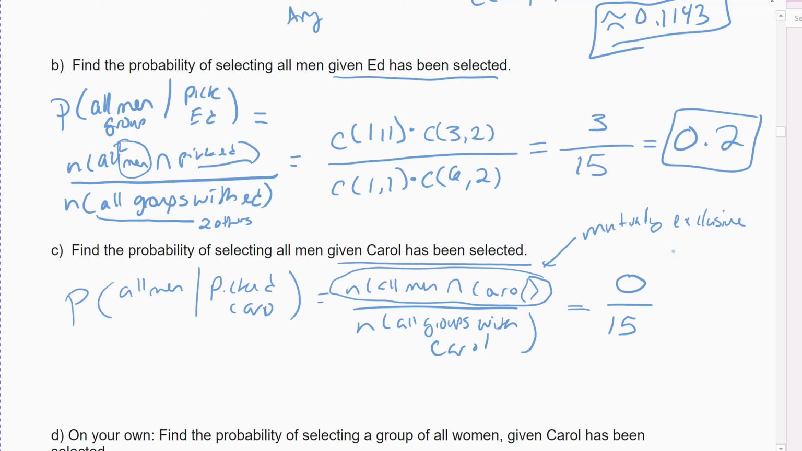It's impossible to pick a woman and get a group of all men. Once I've picked Carol, it's impossible. I cannot get a group of all men if I've selected Carol. 0 of the 15 groups with Carol in it are a group of all men, because there's one woman guaranteed to be in that group. And so the probability of that occurring is 0. Which again, 0 is a perfectly fine probability. It just means it's impossible. That cannot happen.